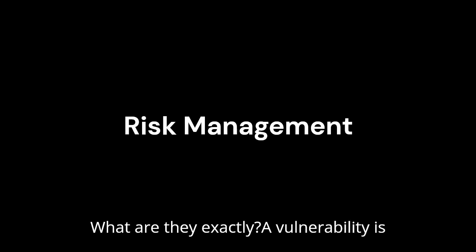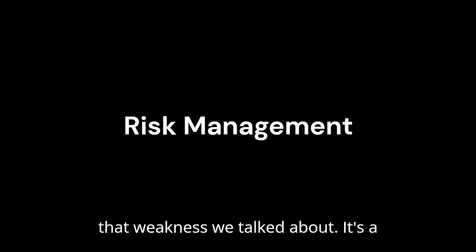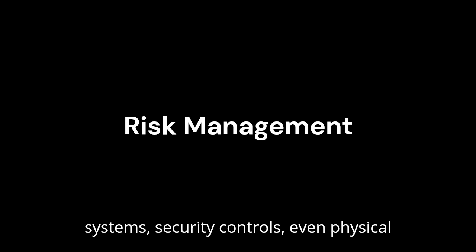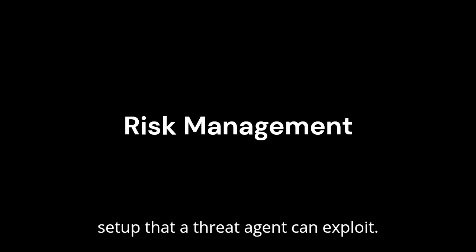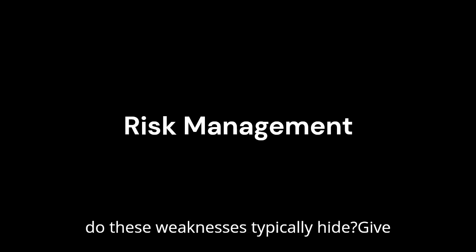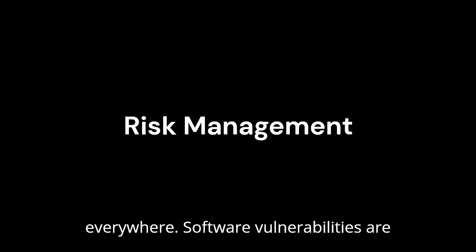What are they exactly? A vulnerability is that weakness we talked about. It's a flaw, a gap, a misconfiguration in your systems, security controls, even physical setup that a threat agent can exploit. It's the chink in the armor. Precisely. It's the exploitable weakness. So where do these weaknesses typically hide? Give us some examples. Oh, they can be everywhere.